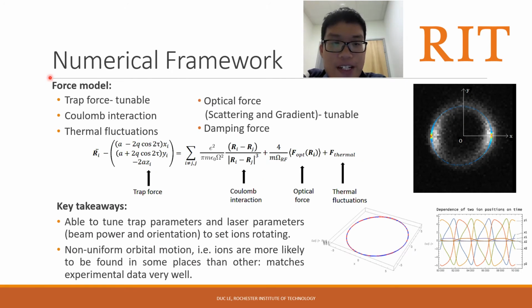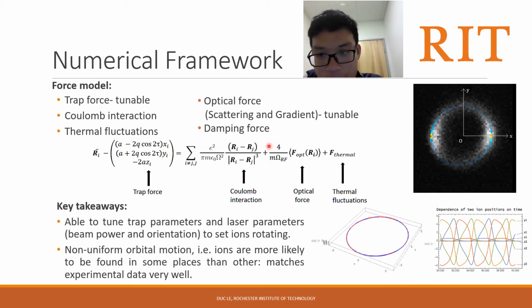Next, we try to establish a numerical framework that aims to explain the behavior of the two ions under the influence of the linear point trap as well as the laser beam. So there are 5 main forces in our model: the trap force, coming from the linear point trap, and the optical force. Those two are tunable by changing the trap parameters as well as the beam power and orientation. There are also three more forces: the Coulomb interaction between the two ions, thermal fluctuations, as well as the damping force.